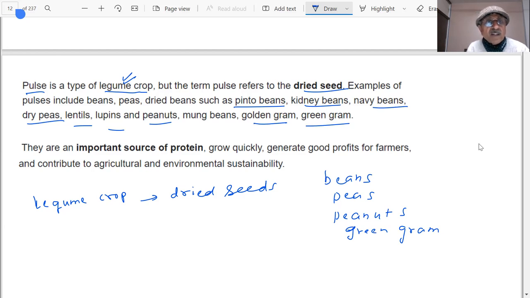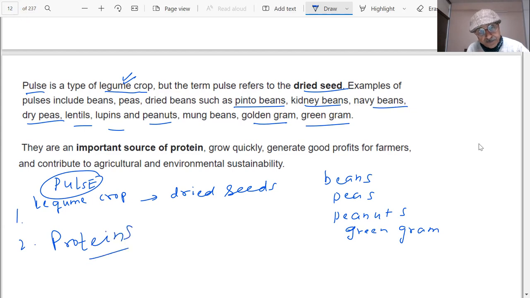तो ये किसमें आ रहे हैं सब? पल्स में. What is the main purpose of pulses? क्या प्रोवाइड करता है? प्रोटीन्स. तो पल्सिस से हमें मिलती हैं प्रोटीन्स. The important source of proteins are pulses.